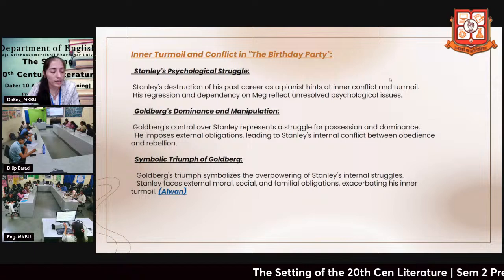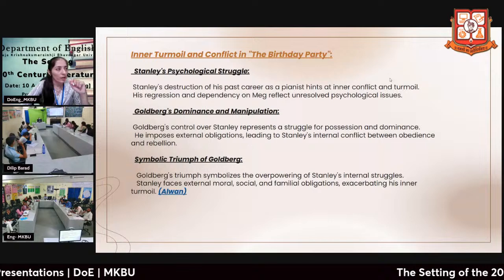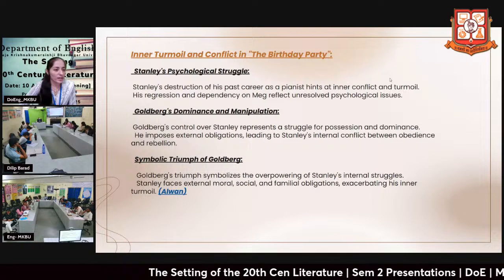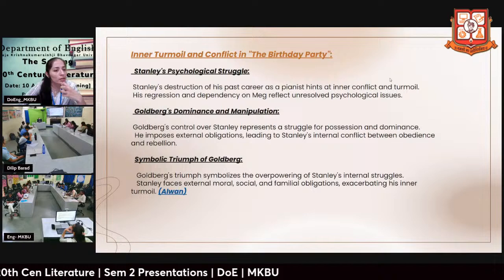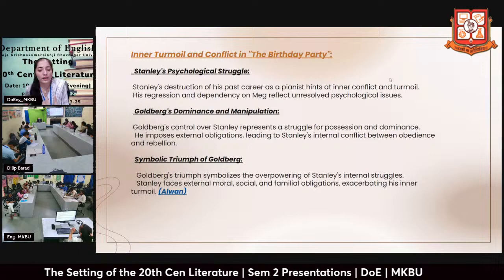Next is Goldberg's dominance and manipulation. We can find in this play that Goldberg symbolizes the power of manipulative language. On someone's face he uses a sugar-coated tongue, but with Stanley he uses dominance and manipulative language. Stanley represents the struggle for possession and dominance. It is a symbolic triumph of Goldberg, overpowering Stanley's internal struggles, and Stanley faces external moral, social and family obligations also.